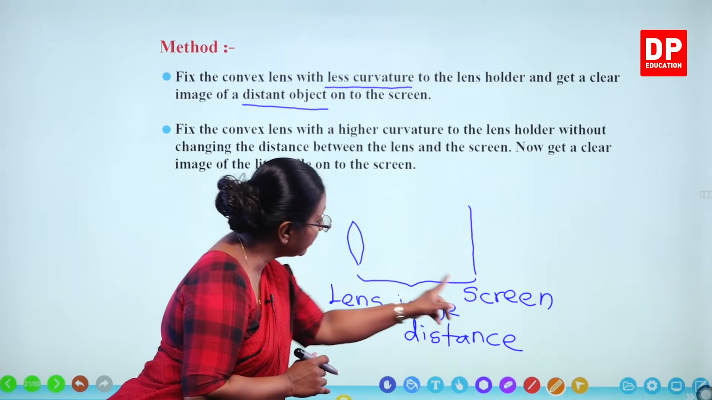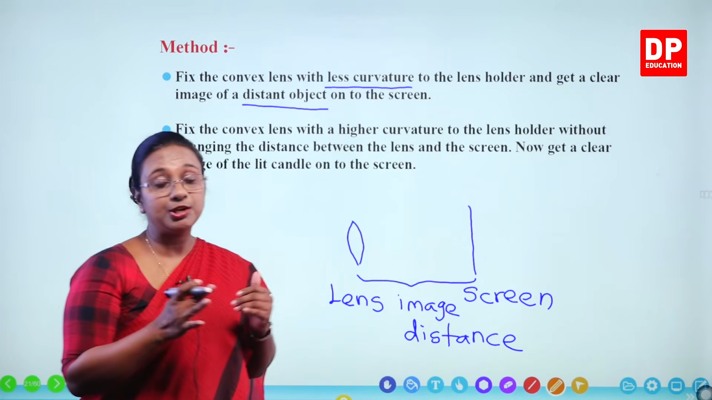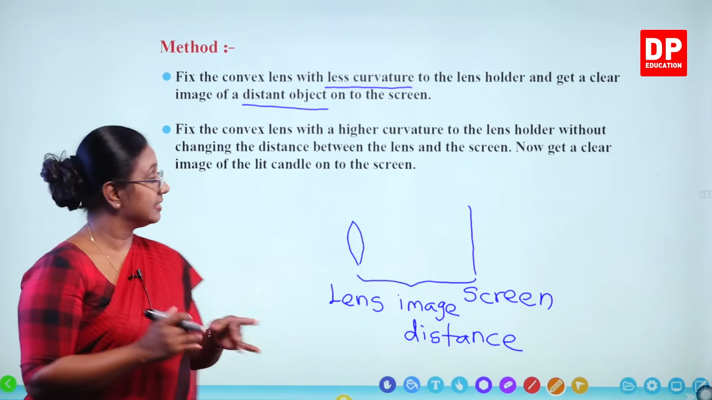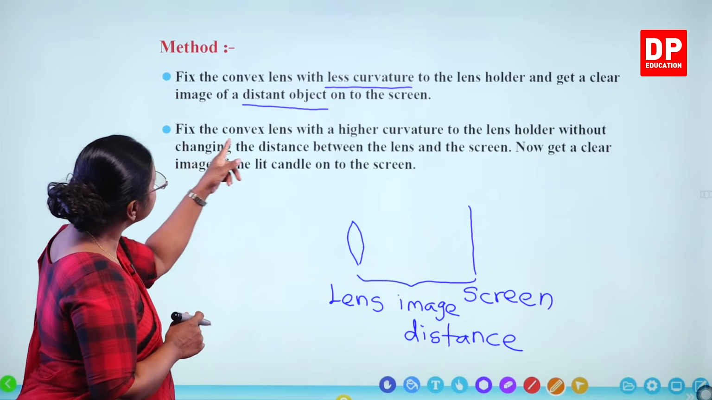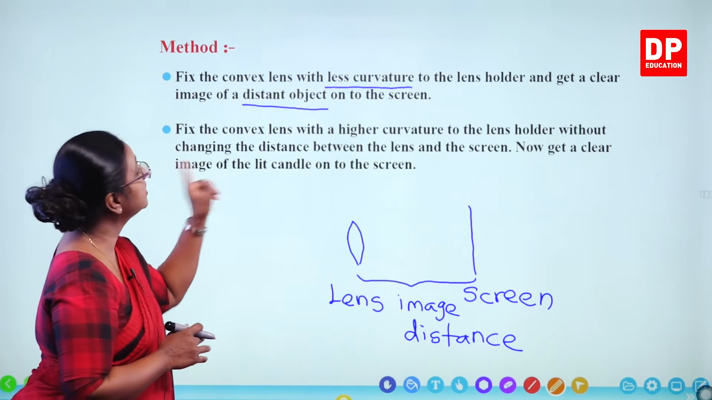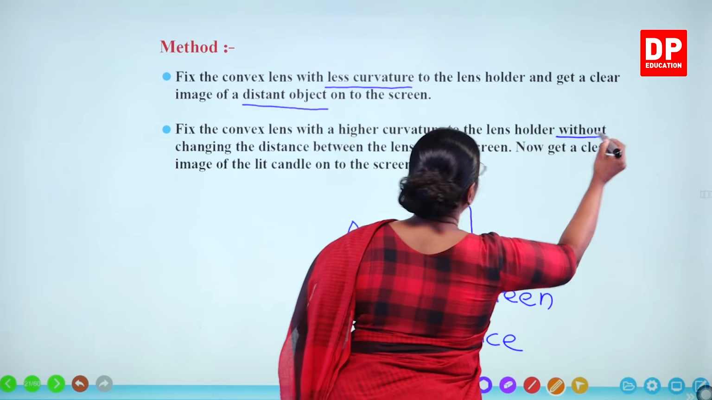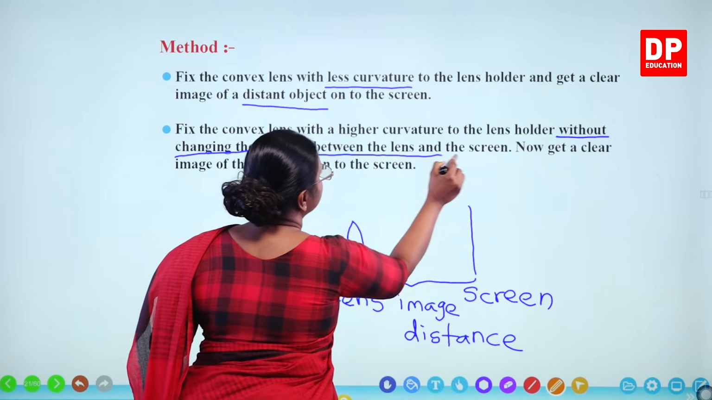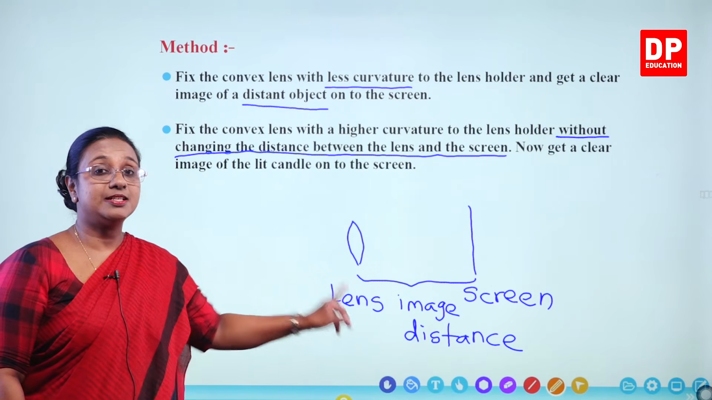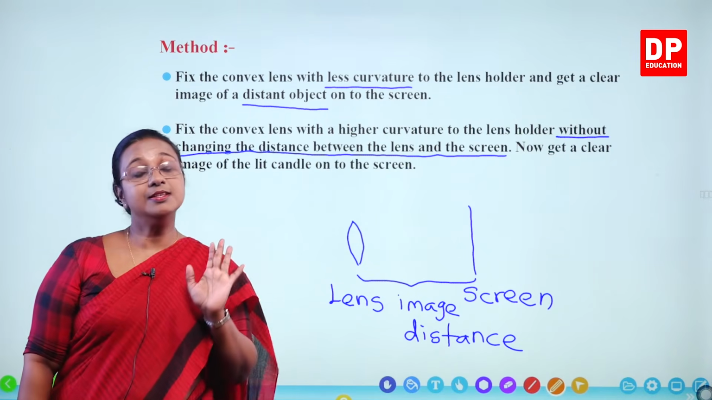Then what we do is, without changing that distance. Initially to get the first image, we might need to adjust the lens. But without changing the distance, we do the second step. Fix the convex lens with a higher curvature to the lens holder without changing the distance between the lens and the screen. That's very important. That is what I told you all here. The image distance is going to be fixed. Now get a clear image of the lit candle onto the screen.